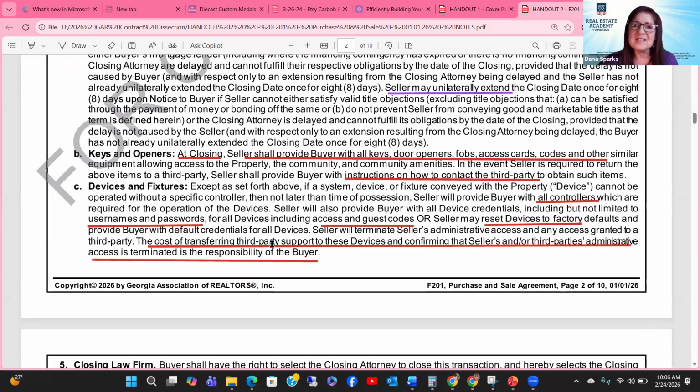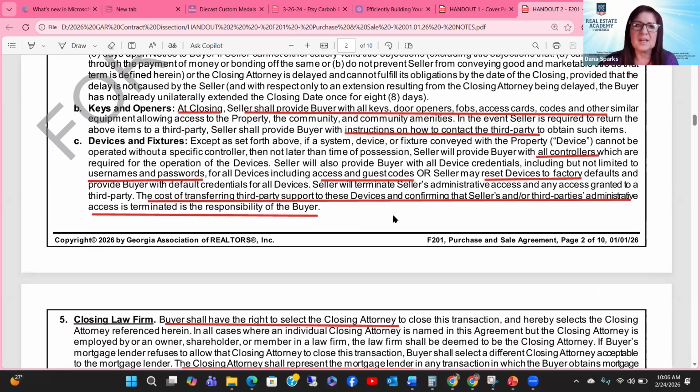And then at the closing, this says the seller shall give the buyer all the keys, door openers, fobs, access cards, codes, instructions, how to contact a third party. Because this is in here, y'all need to think about if the seller is staying in the property for a temporary amount of time after closing, the seller is probably going to need a way to still get in and out of the house. So this is saying the seller shall provide the buyer with all keys, door openers, fobs. Again, the purpose of today's class is to point out to you what's in the contract so that you know and can handle and answer your clients' questions accordingly.